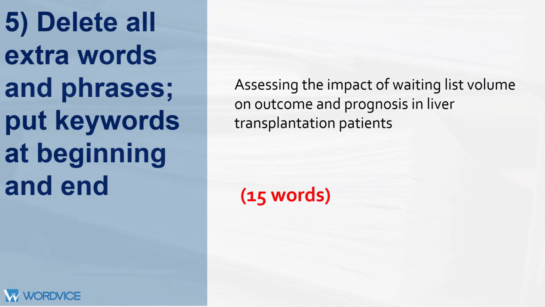In this final version, you can immediately see how much clearer the title is and what the study is about and what it aims to achieve. And note that the important terms are written at the beginning and the end of the title. Assessing, which is the main action of the study, is at the beginning, and liver transplantation patients, the specific subject of the study, is given at the end. This will help a lot with search engine and database queries, meaning that a lot more researchers will find your article once it is published.